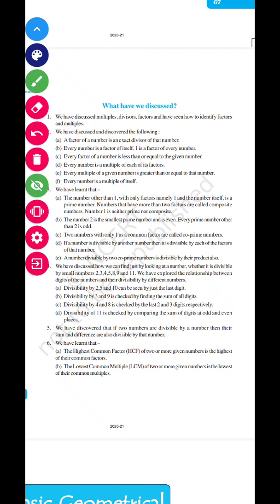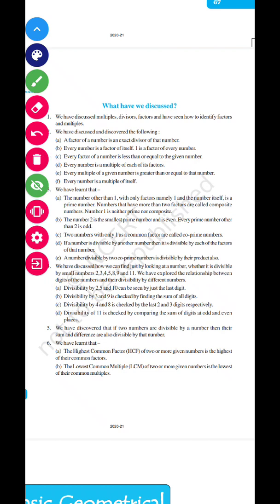Next, let's come to these points. Divisibility by 2, 5, 10 can be seen by just the last digit. We learned some divisibility rules, isn't it? Which numbers are divisible by which number? So divisibility by 2, 5, 10, how will you check? By seeing the last digit. For 2, if the last digit is even, then it is divisible by 2. For 5, the last digit should be 0 or 5. For 10, the last digit should be 0 only. So this is how we check with 2, 5, 10.